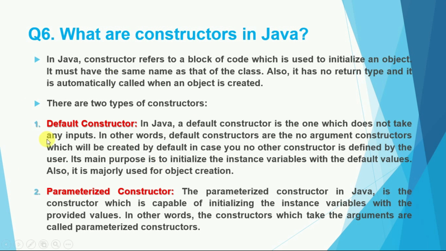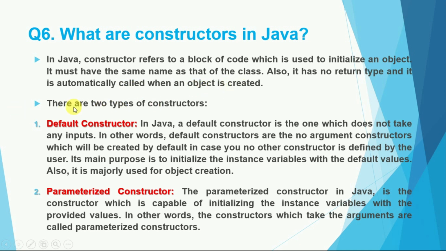So next is, what is a constructor in Java? I know most of you already know about constructors. In Java, a constructor refers to the block of code which is used to initialize an object, and it must have the same name as the class. Constructor is simply a block of code responsible for initializing an object. It has no return type, and it is automatically called when an object is created.